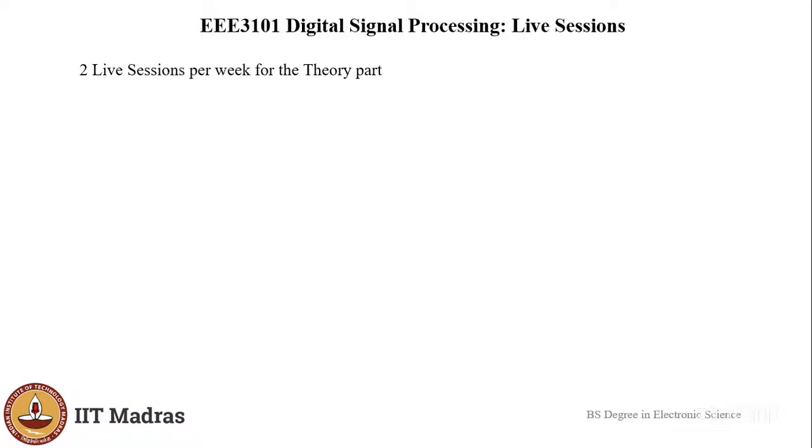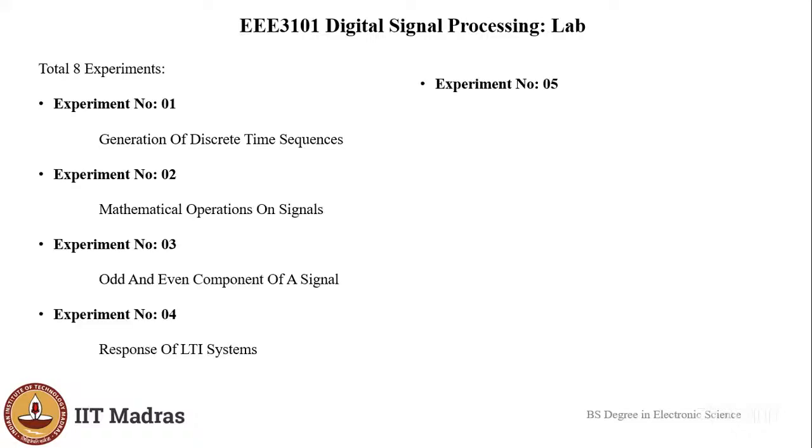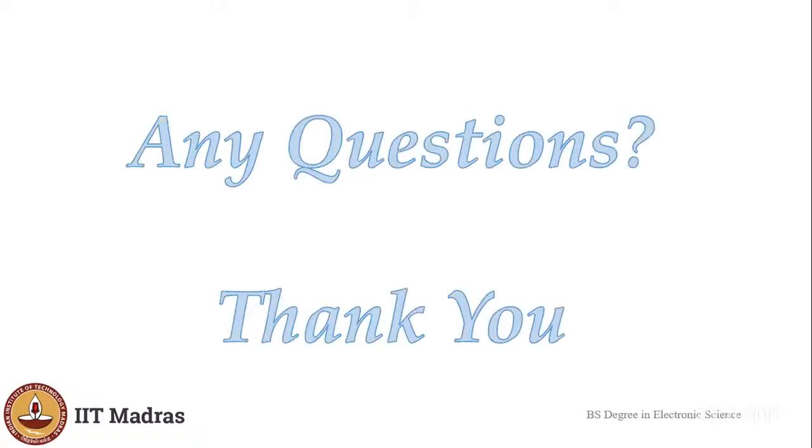2 live sessions per week for the theory part and 1 live session for the lab part will be conducted. There are a total of 8 experiments. These are the experiments. The experiments will be done using MATLAB Grader, which you have used in your Signals and Systems course. The same pattern will be followed here, but lab sessions will be there. That is the only difference. So if you have any questions regarding this, please feel free to ask.